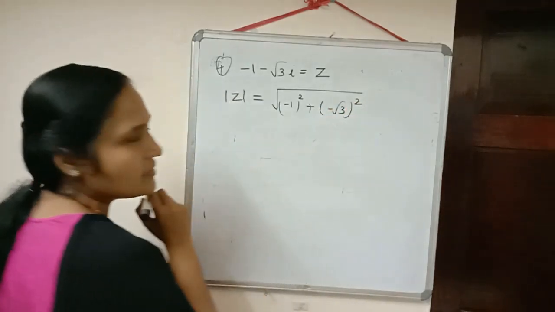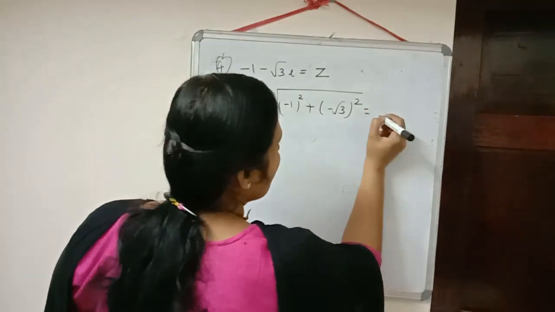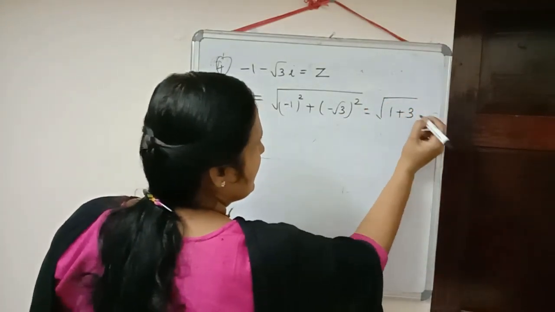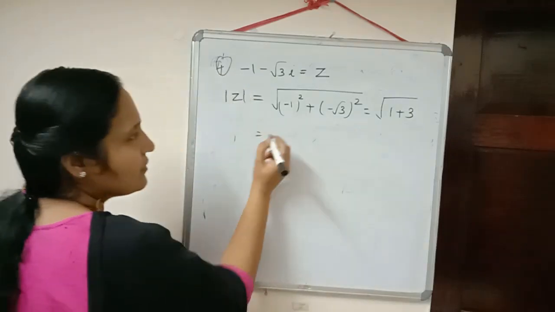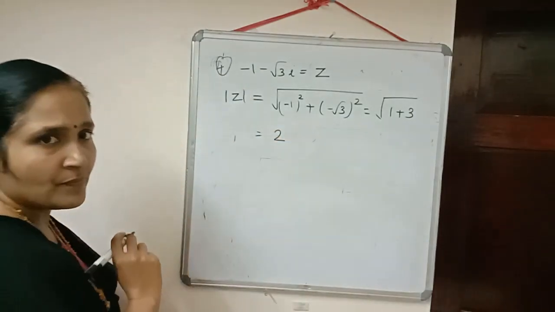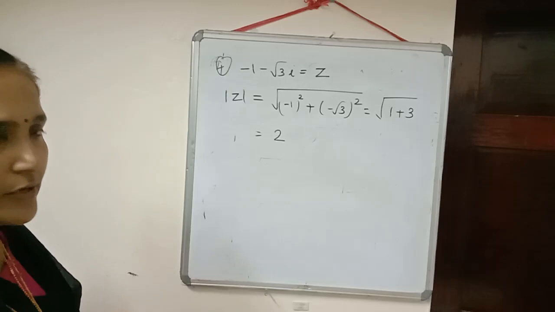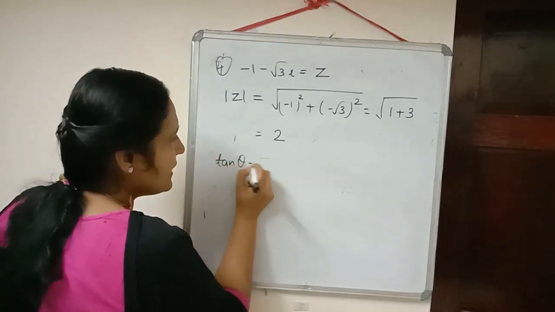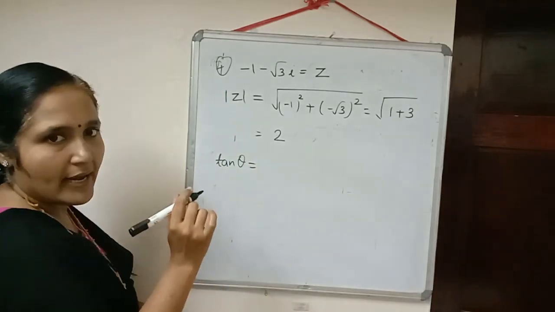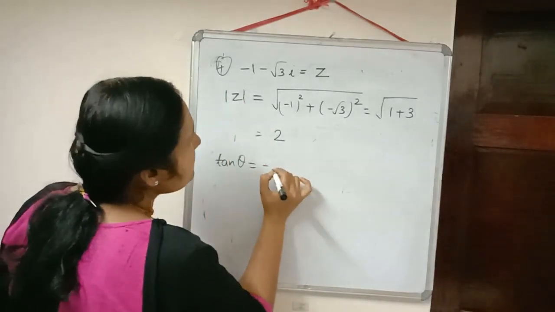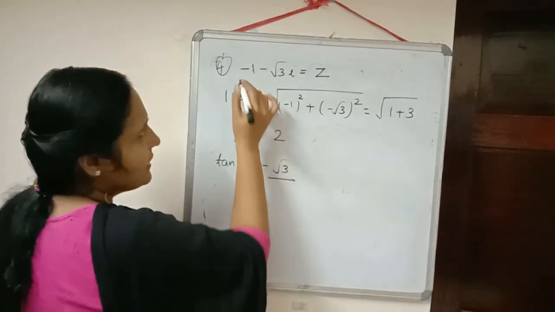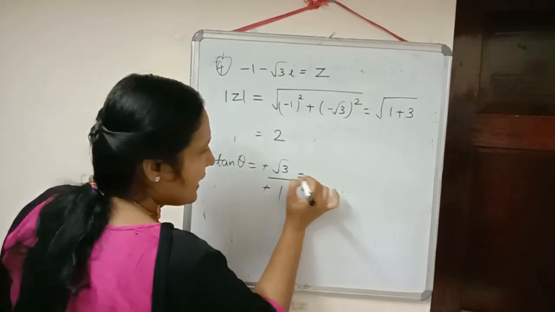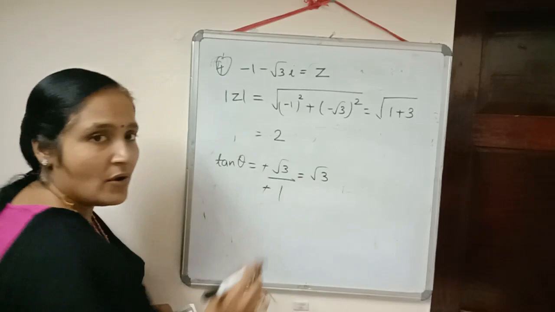So (−√3)². It will come as the square root of 1 plus 3, which is the square root of 4, equal to 2. So we got the modulus equal to 2. Now we'll check the argument. So tan θ is equal to y by x. Y is −√3 and x is −1. These two will get cancelled and the answer will come equal to √3.